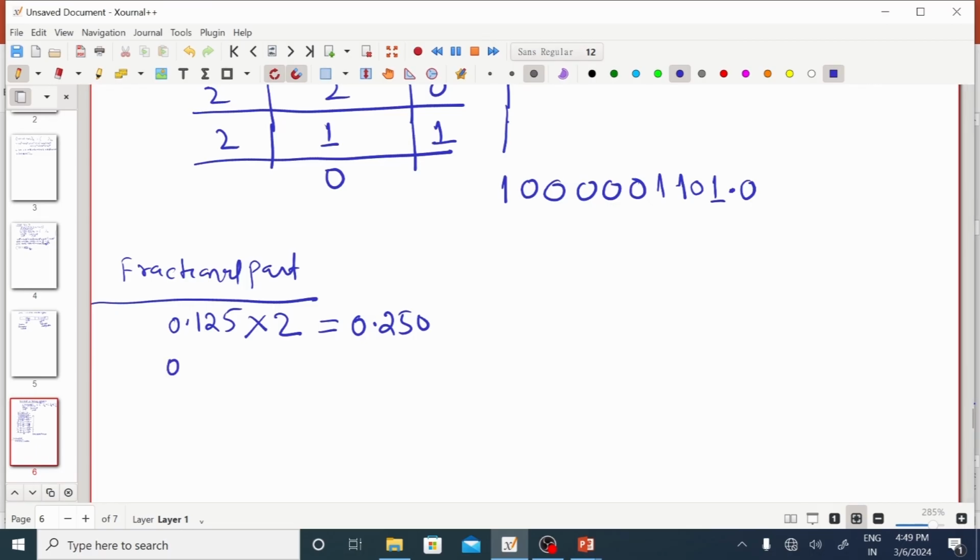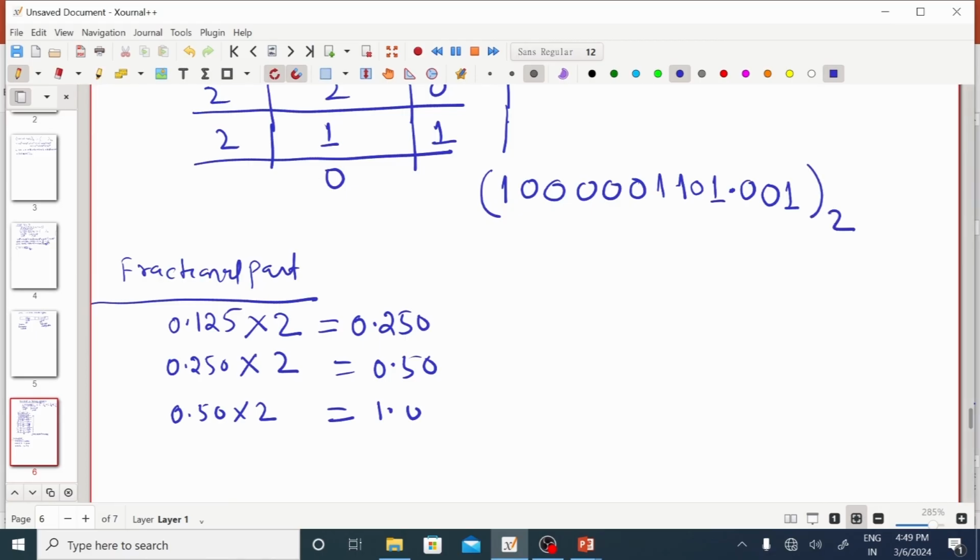Then again the successive fraction 0.250 is multiplied by 2, which is equal to 0.50. Again the integer portion is 0, so put down 0 here, and again the fractional part 0.50 is multiplied by 2, this is 1.0, and the successive fraction becomes 0. So there is no need of further computation, we stop the process here and put down the integer portions here. So this is the equivalent number in base 2 number system.